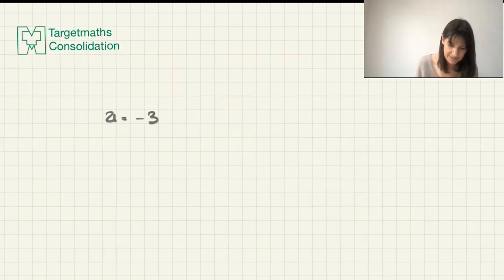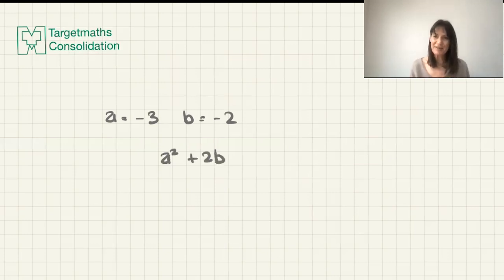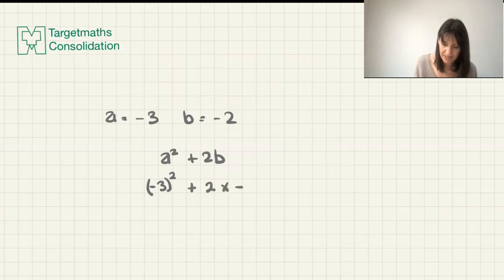Okay, let's go for another one of these. We'll get some negatives in there. I think we'll make them all negative. So a squared plus 2b. Have a go at that and press play when you're ready. Okay, so I've got minus 3. I want all of that to the power of 2. Okay, if you haven't done brackets, don't worry about that. Okay, and then I've got plus 2 times minus 2. So let's do it bit by bit.